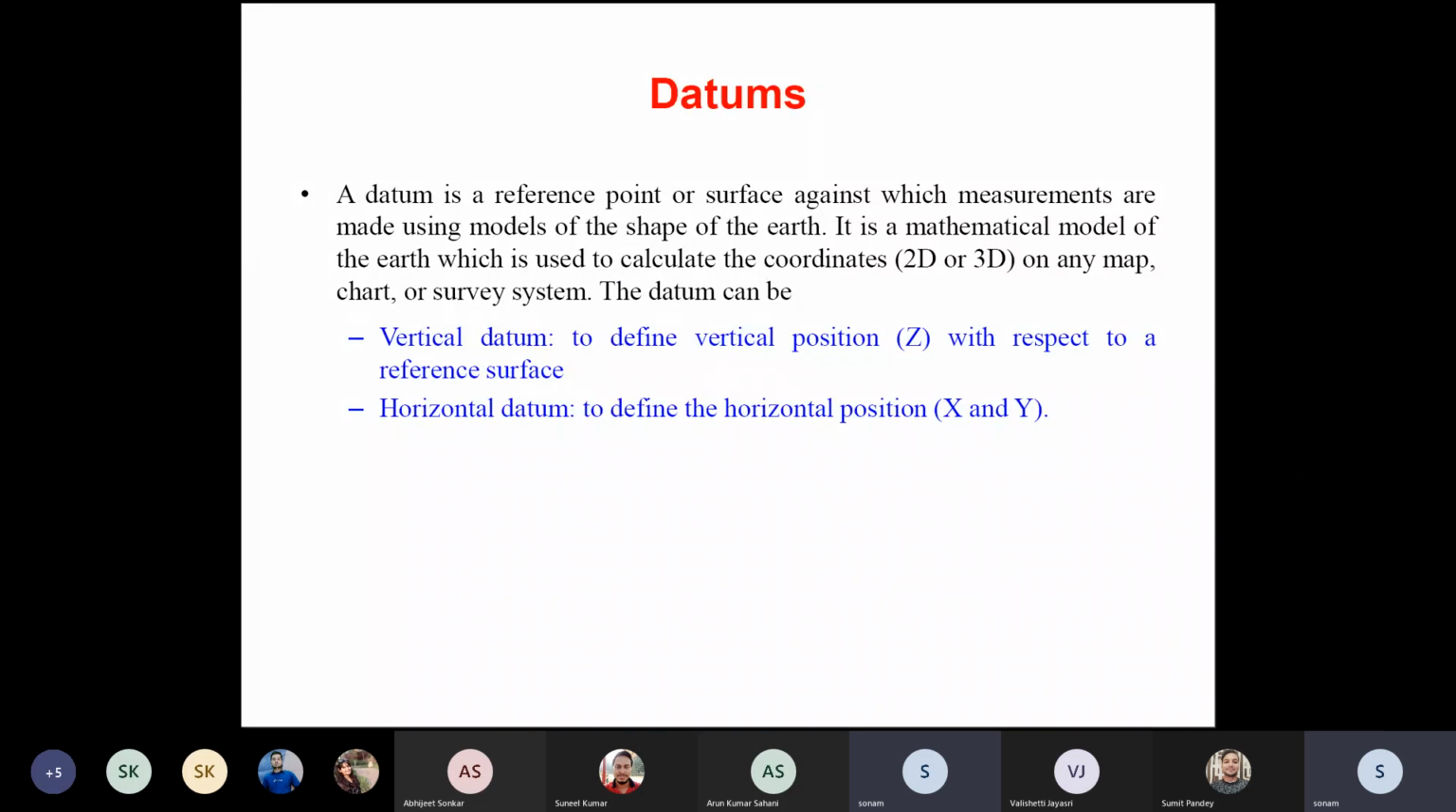Therefore remember these things. So datum: you may remember that when we were studying the topo sheets, at that place also there was a datum. So what was the datum in that Survey of India topo sheet? WGS 84. Yes, and what was the projection system?